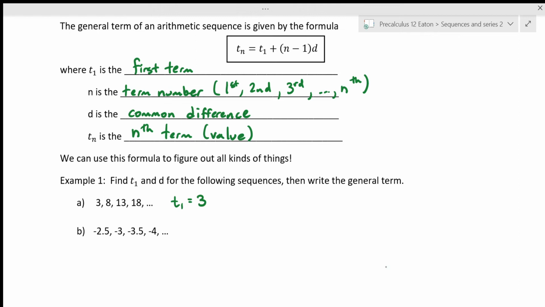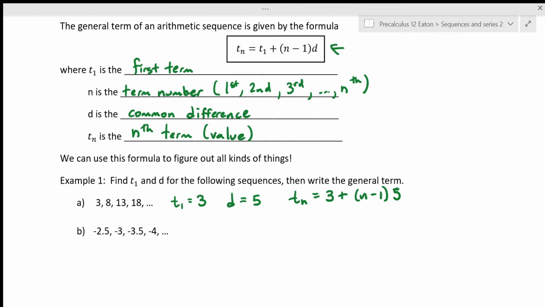The common difference, we can subtract any two terms. I'll do 8 minus 3 because they're smallest, and I get D equals 5. So now I'm going to write the general term. So T sub n equals 3 plus n minus 1 times 5. I'm just using the formula right up there, T sub n equals T sub 1 plus n minus 1 times D, and I'm replacing T sub 1 with 3, and I'm replacing D with 5.